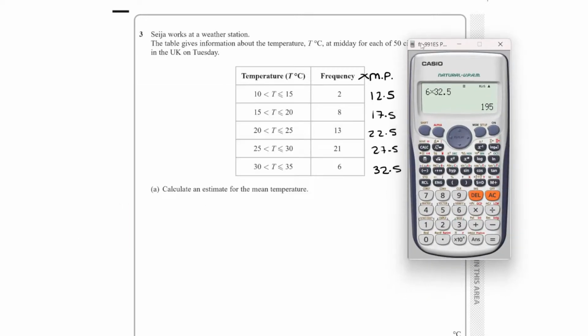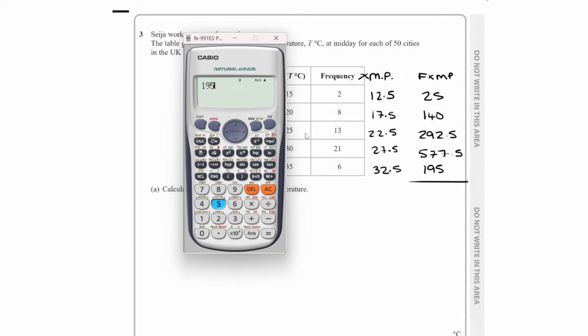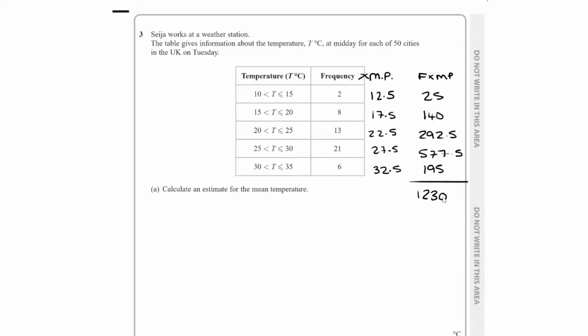So obviously grab your calculator. 195 plus 577.5 plus 292.5 plus 140 plus 25. You should get 1,230. Okay, we're on to our last step.